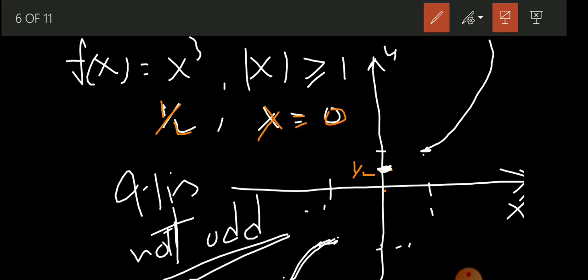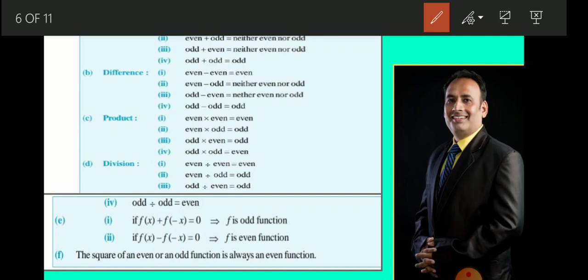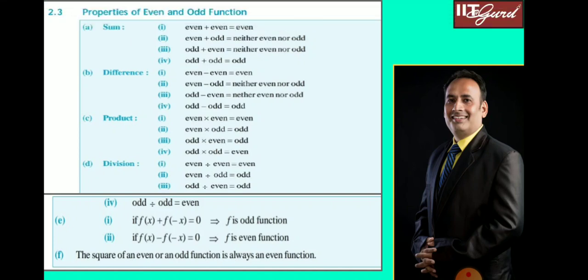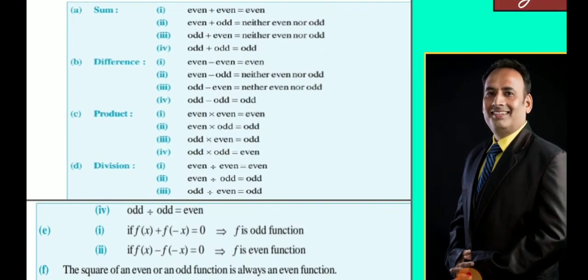Why so? Because for an odd function, if it is defined at x equal to 0, then the value should be 0. Then only can we say the function is odd. If you change this result from 1 by 2 to 0, then the function will become odd. Otherwise, it is not an odd function. So let's look at some properties of odd and even functions.